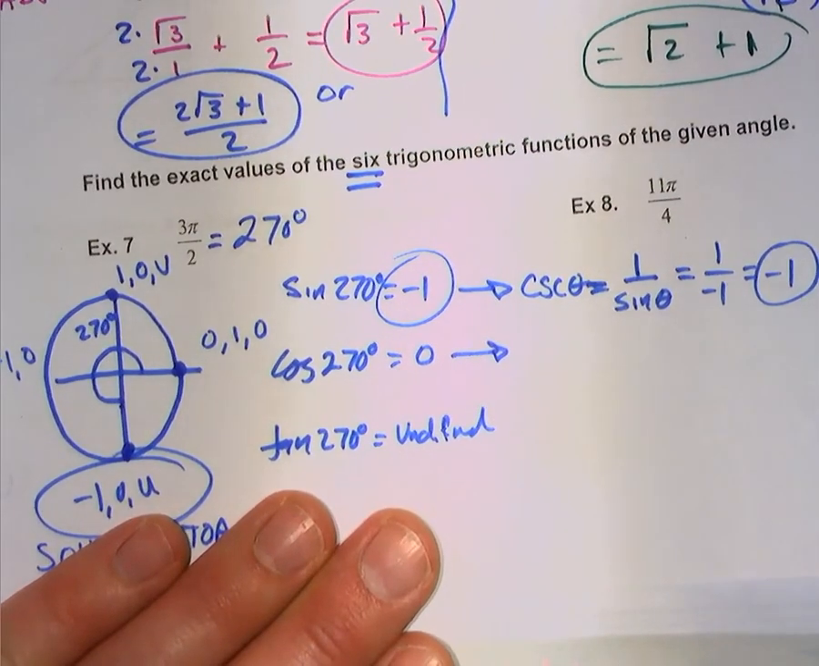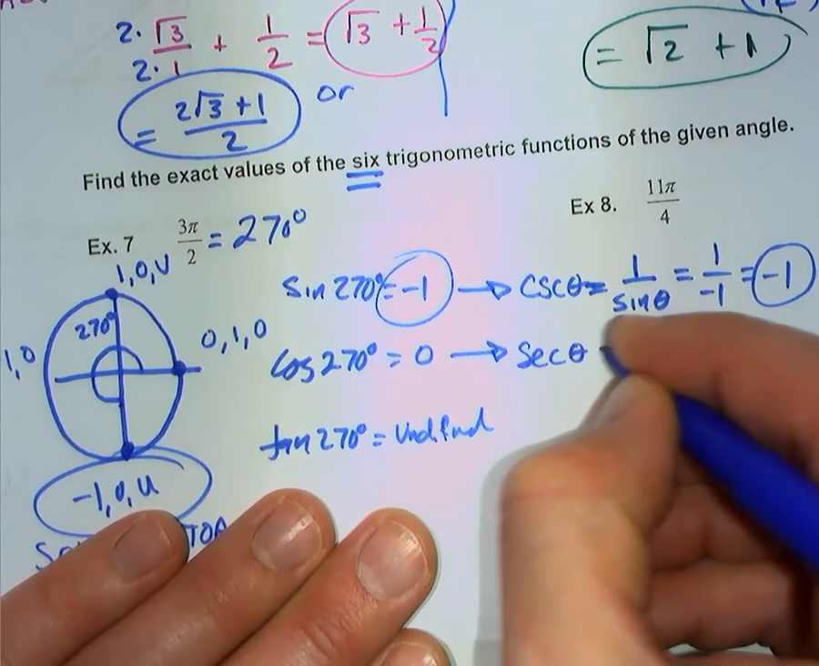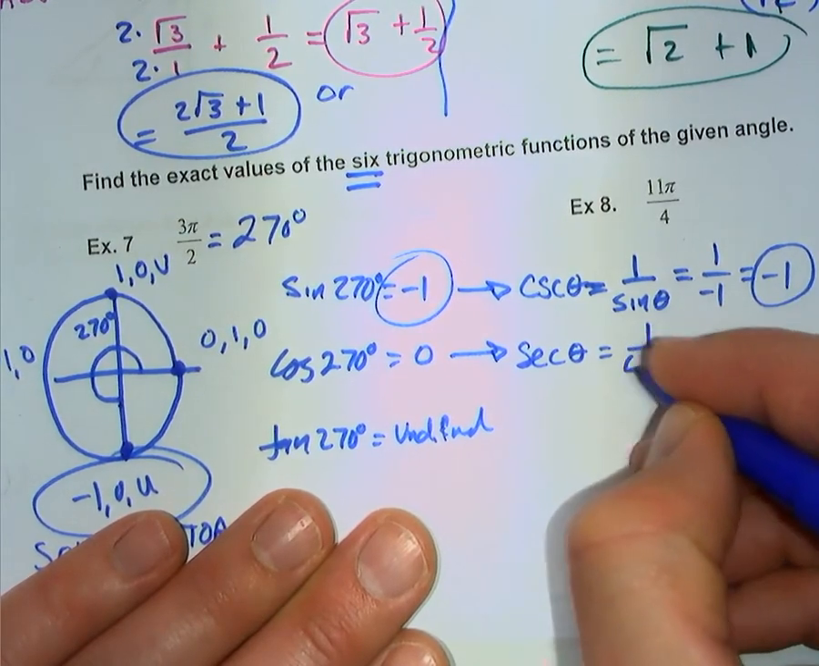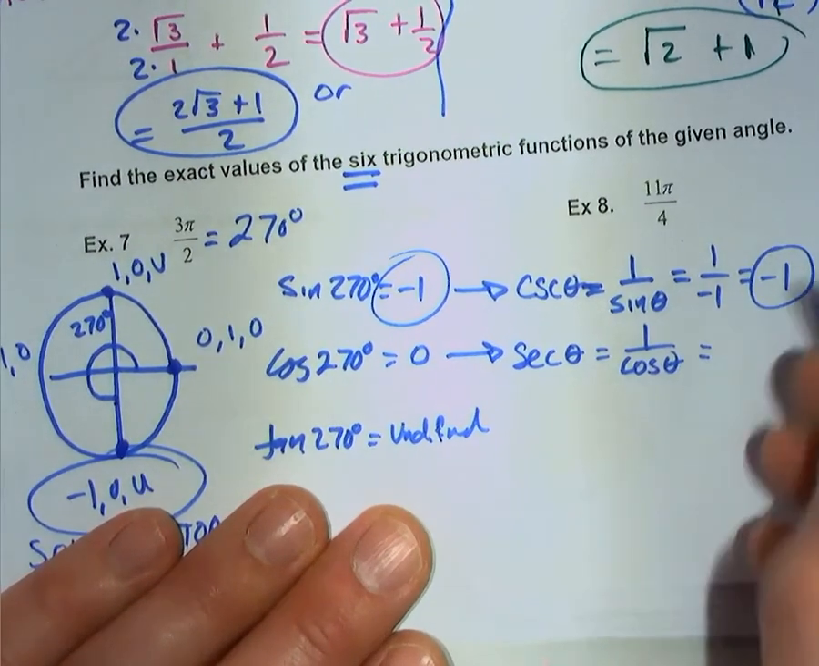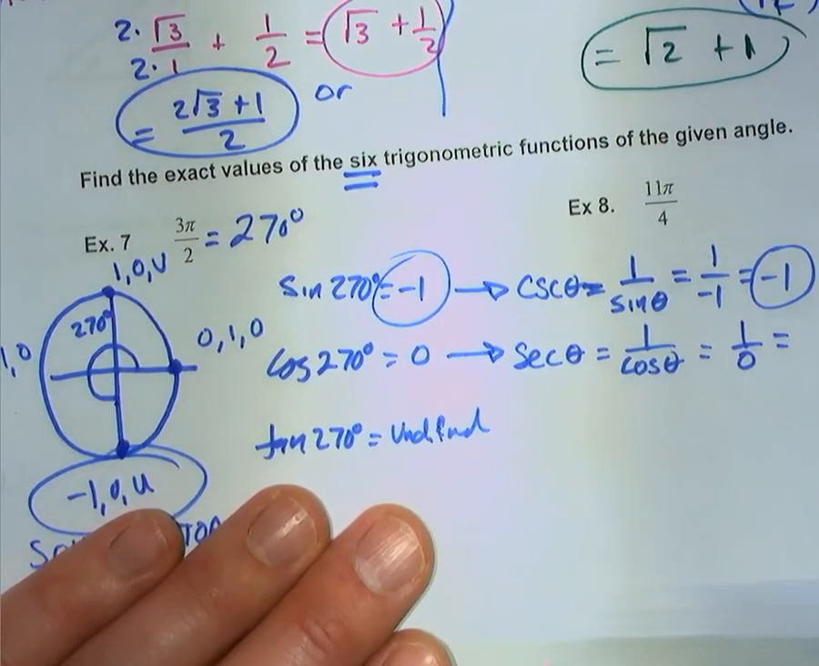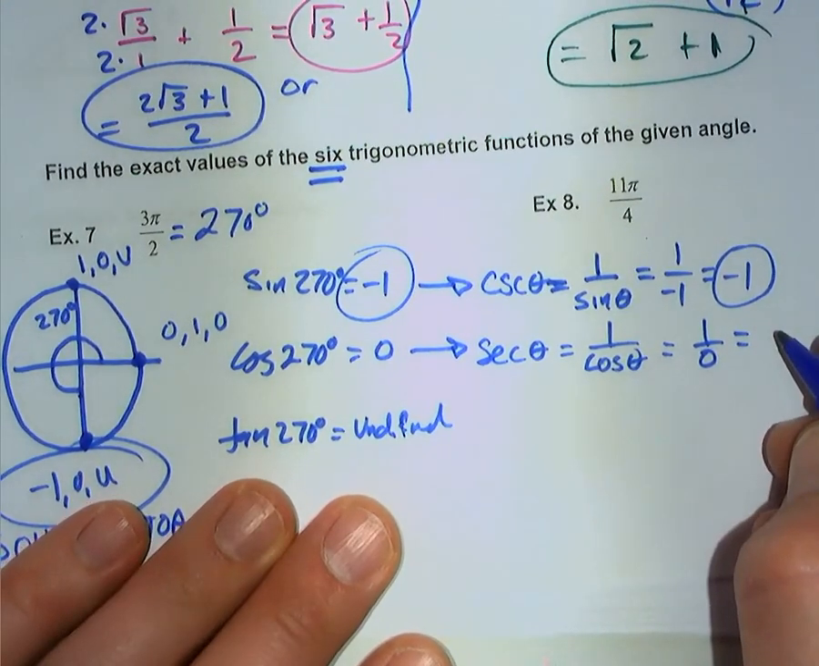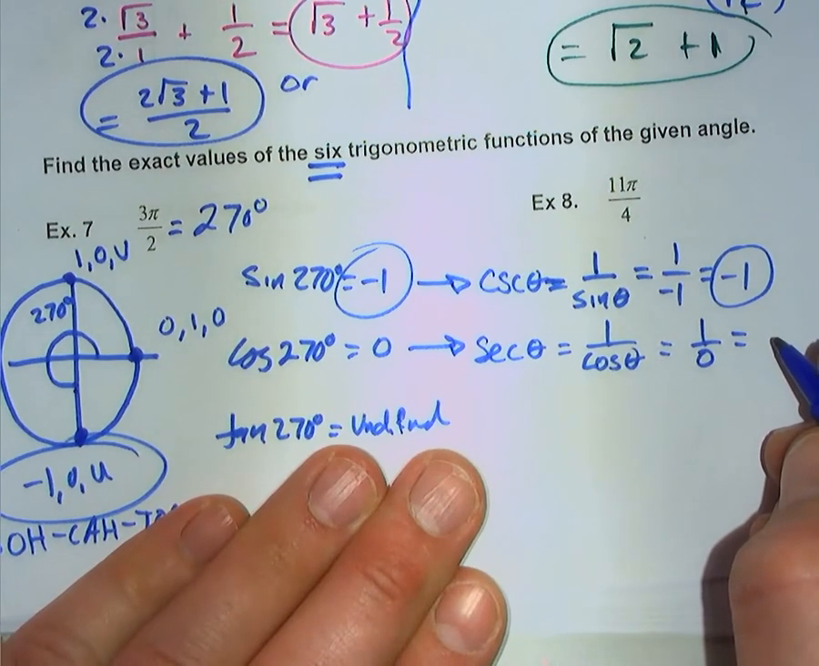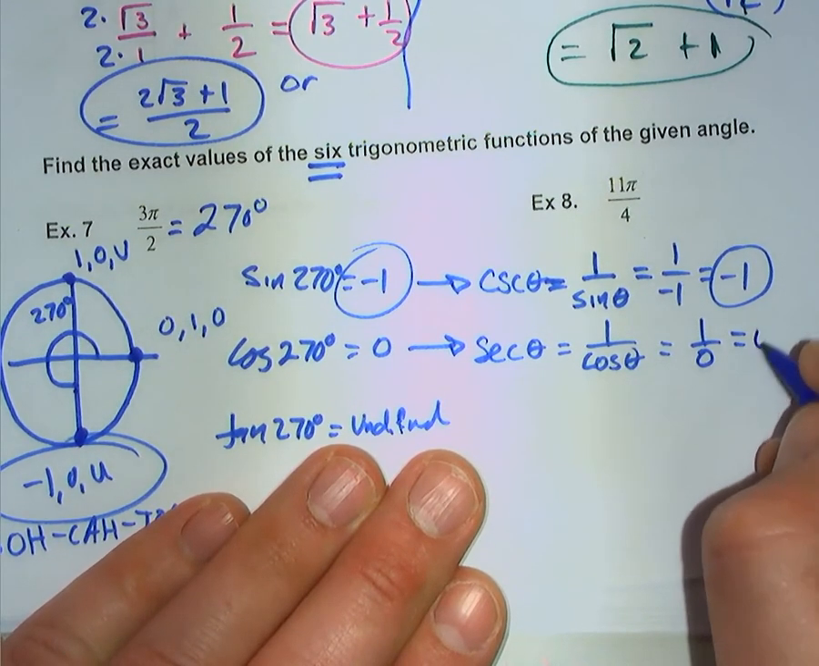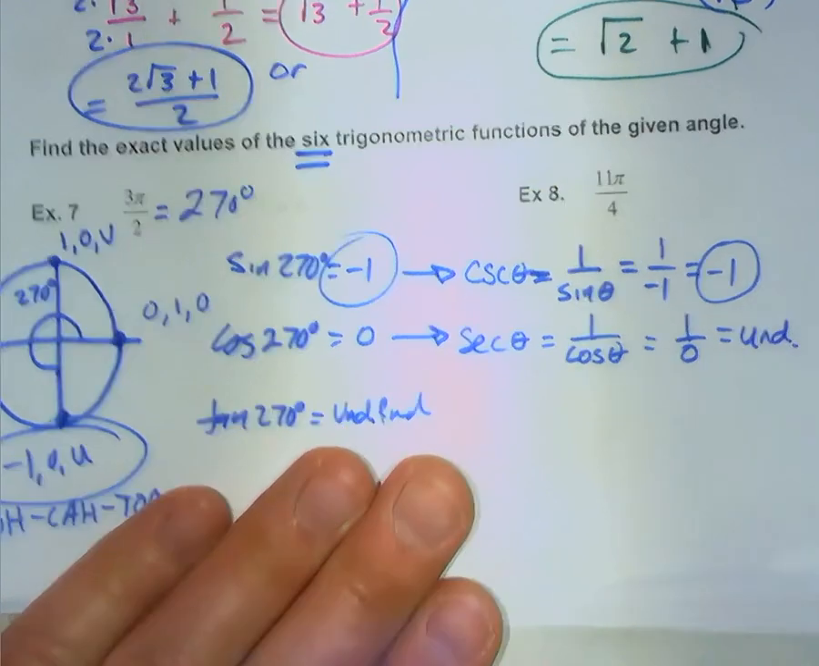Cosine, who's his buddy? Secant. The reason why they're buddies is because it's 1 over cosine. So if I take 1 divided by 0, what's 1 divided by 0? What's 1 candy bar divided by your 0 friends? Oh, you can't do that. Plus, it's sad you have 0 friends. Undefined.